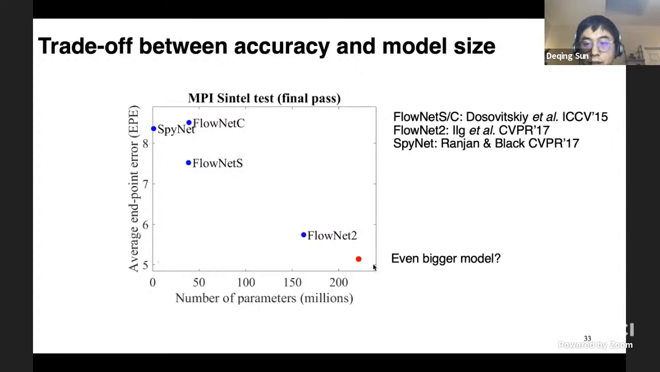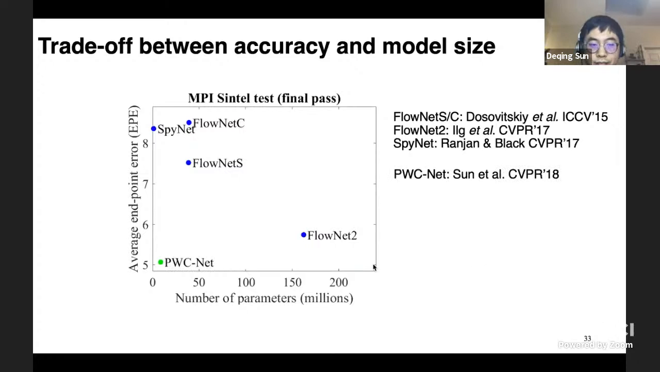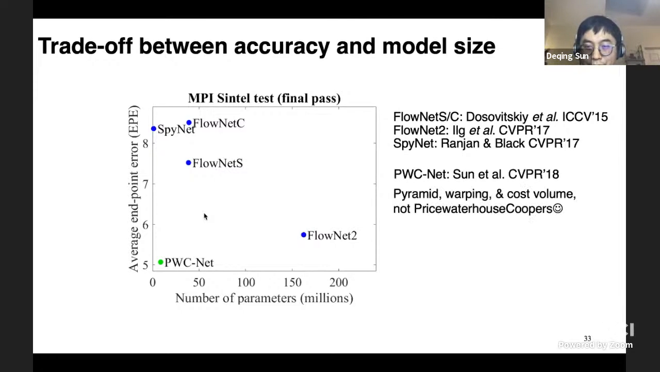And so in our work, we introduced this PWCnet. As you can see, it's both compact and also more accurate than all the existing networks when it first appeared. Here, PWC stands for the three principles we used: the pyramid, warping, and cost volume. It's not the other well-known name, it's just a coincidence.